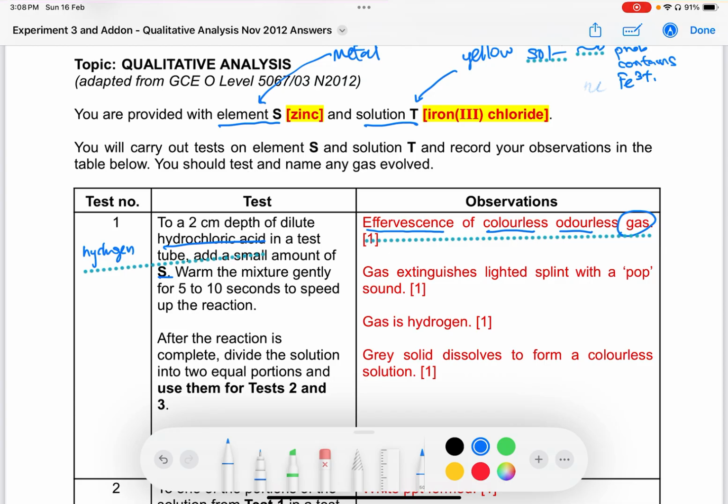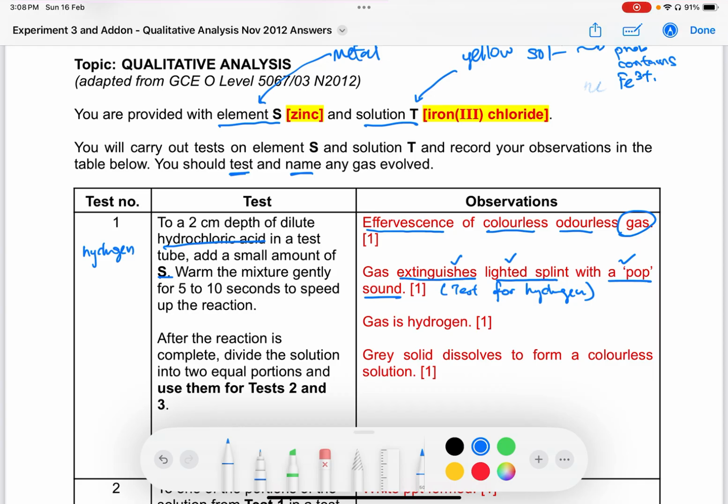Next, you need to test and name the gas. So take note, the test for the gas: extinguishes lighted splint with a pop sound. There are 3 main points to take note of when you're writing the test for hydrogen. Take note of the phrasing. Some of you mentioned pop lighted splint or something like that. So take note, that's rubbish. Extinguishes lighted splint with a pop sound. That's the test for hydrogen.